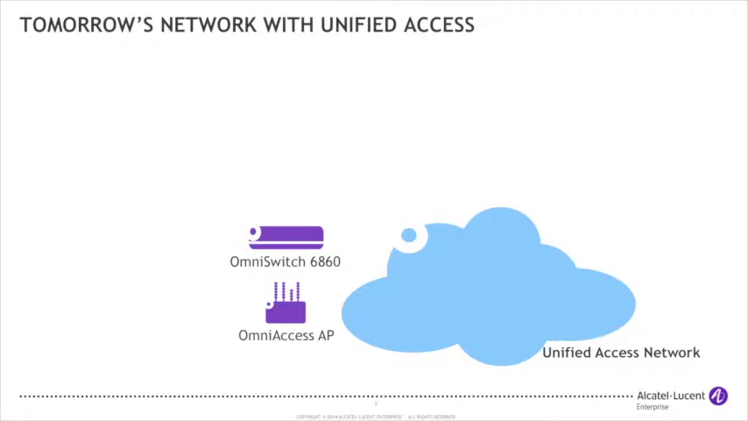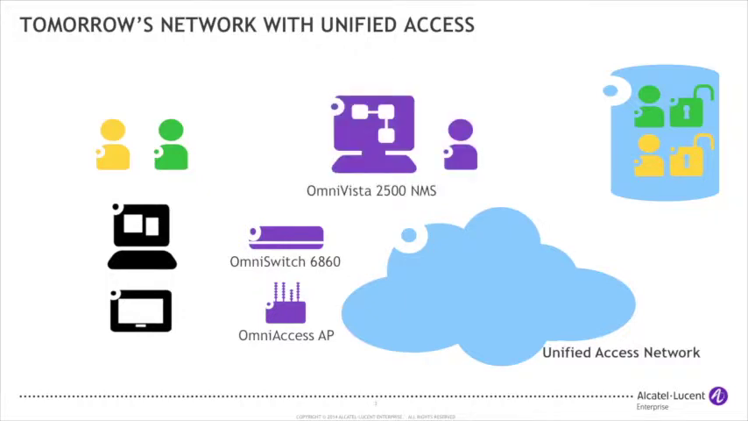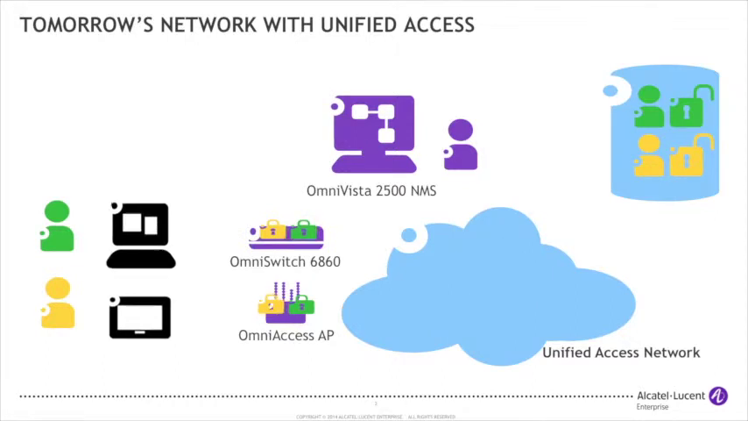Tomorrow's unified access network, using our Omni switches and our Omni Access wireless LAN controllers, enables wired and wireless users, using the enterprise's existing authentication server and OmniVista 2500, to create network access roles which are pushed to both the LAN and wireless LAN at the same time. A user who accesses the network via the wireless LAN will have the same rights and experience as when connecting to the LAN. Now we have seen the basic outline of the benefits that Unified Access provides, let's see how easy it is to create and deploy the unified policy.